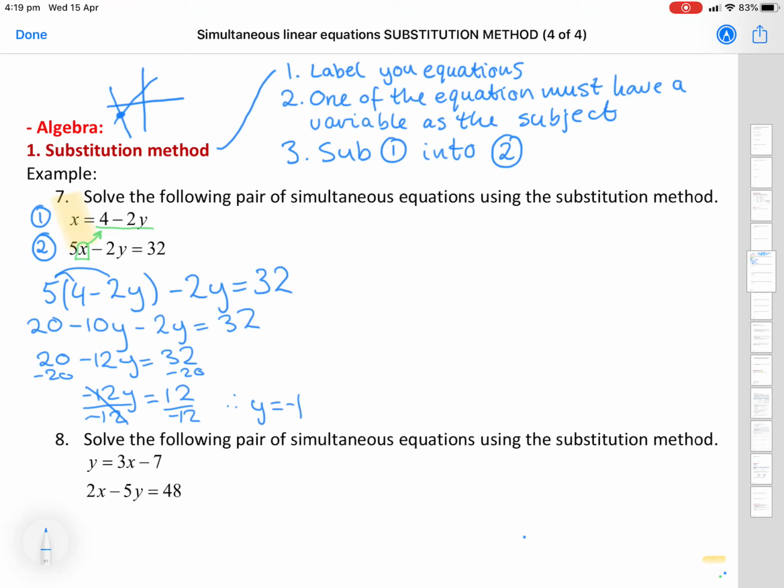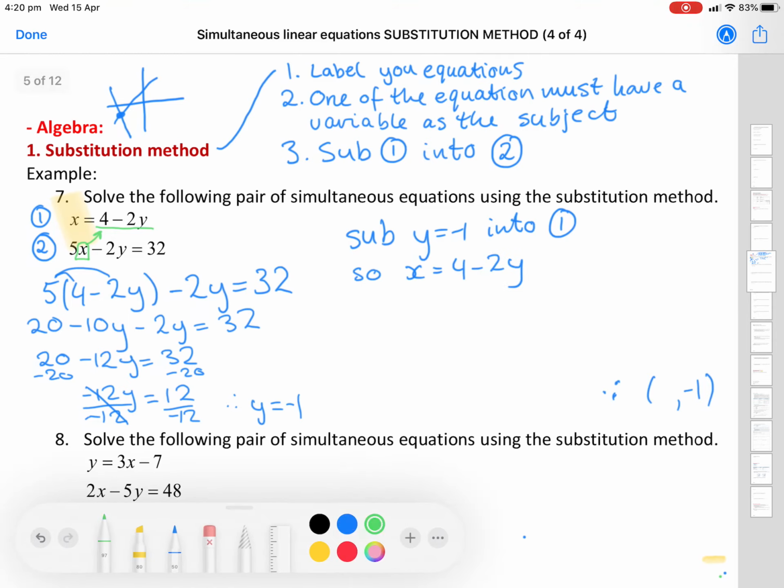Now that we've done that, we've got y. For our final solution, we want to come up with a set of coordinates. That's our aim, to find coordinates. We know our y coordinate is minus 1, but we've got to find x. So what we're going to do is substitute what we just found, y equals negative 1, into our first equation, which is x equals 4 minus 2y.